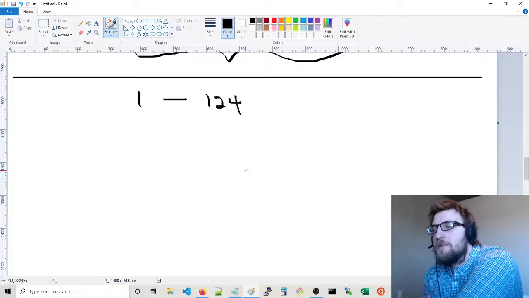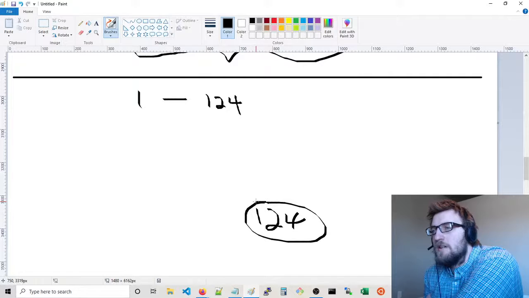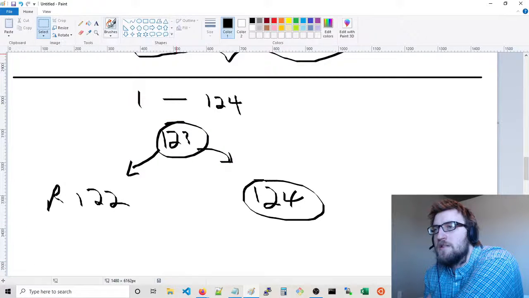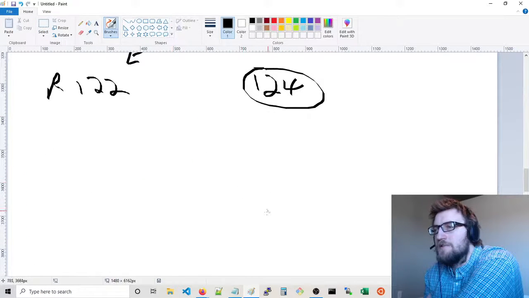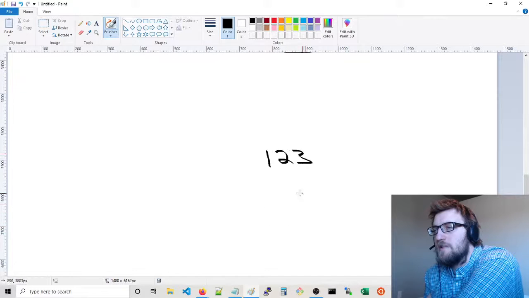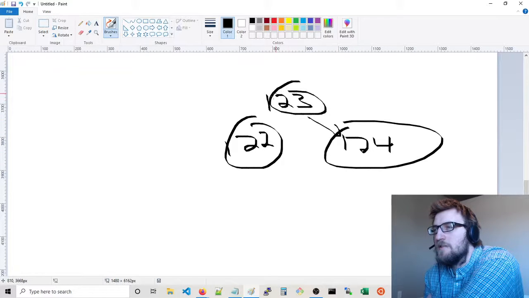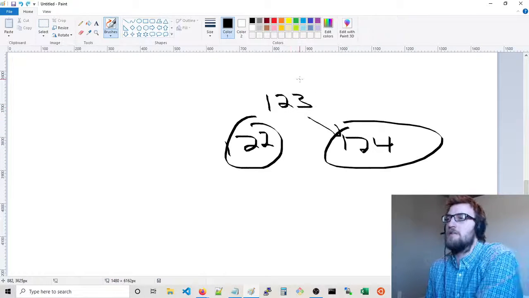There are a few possibilities, right? We could do 124 down here, and then 123 up here, and this recursion on 122. That's one possibility. There's 123, 124, 122. Maybe I just programmed this wrong. I don't know. Could have just coded it wrong.